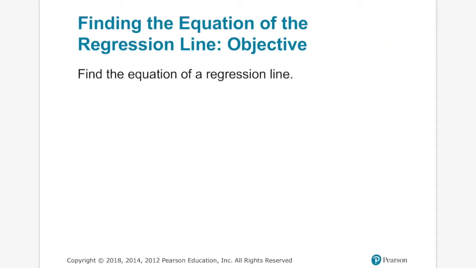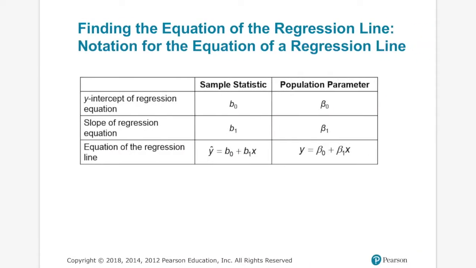In this section, we are going to learn how to find the equation of a regression line. For a sample statistic, y hat equals b0 plus b1x. For the population parameter, y equals beta 0 plus beta 1x. This is for sample, this is for population.